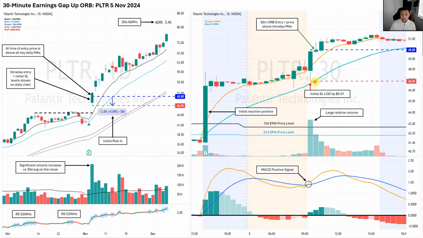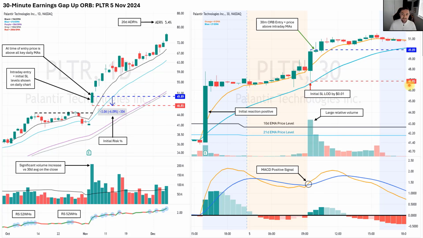But you can just see here how, if we now go to the 30-minute time frame, it's exactly the same setup. It's this earnings day here. We're looking at the 5, the 15, and the 30-minute. This time, the entry would be at 49.89 through the high of this first 30-minute candlestick, which is a bullish candlestick. It's above the intraday moving averages. The MACD is positive as well in this time frame. Large relative volume coming through.